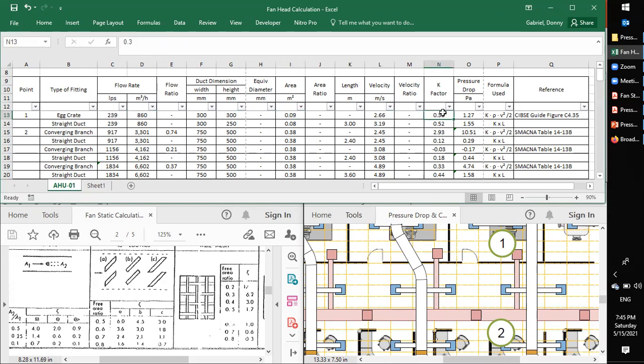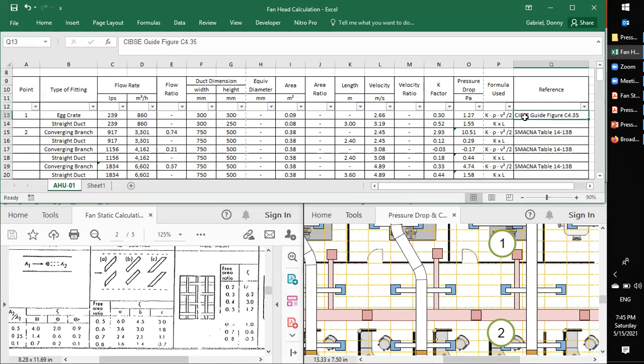K factor. Where do we get this K factor? This is the meat of your pressure drop calculation, your K factors. You can see the formula. There's only two types of formula, no? Factor times density times velocity squared divided by 2, or factor times length. Those are the only two formulas that we're going to use. So where do we get this K factor? I put the reference here.